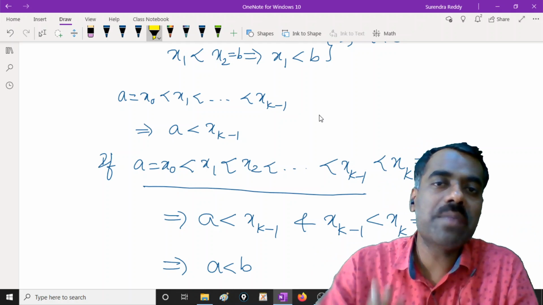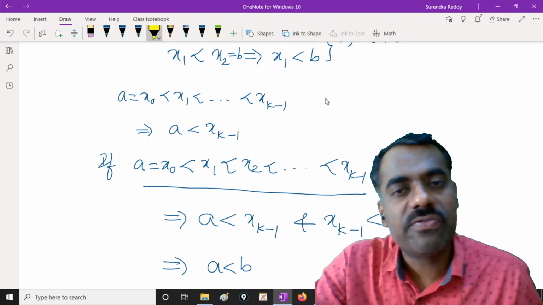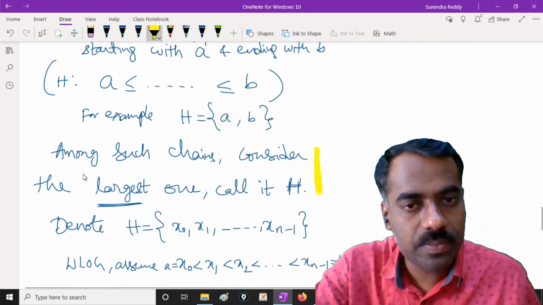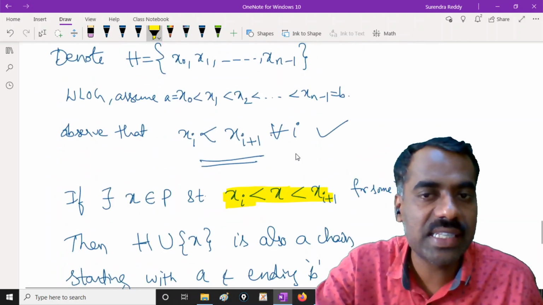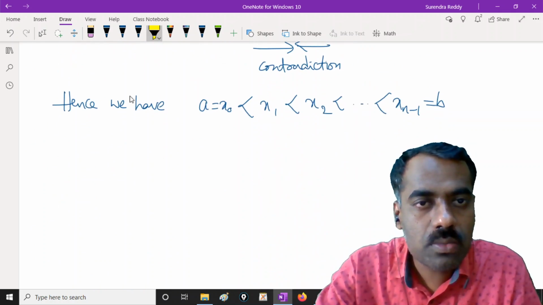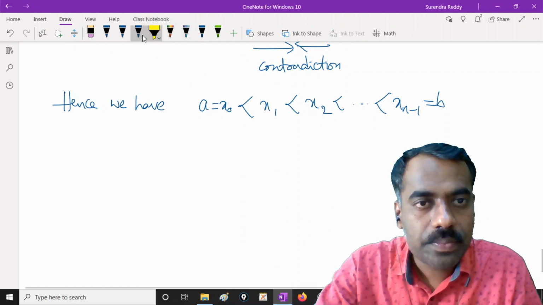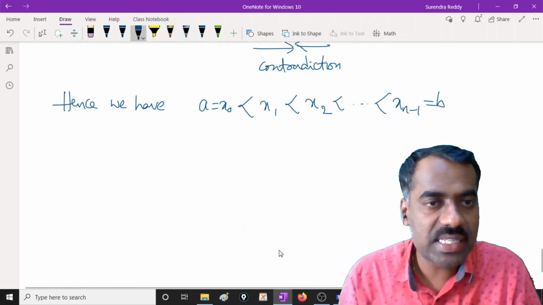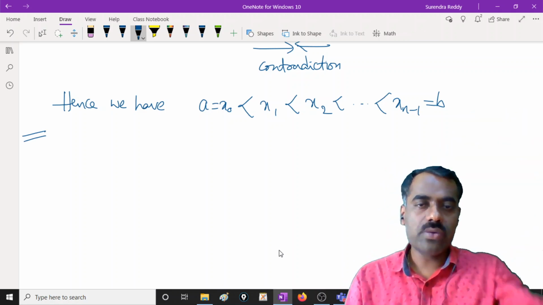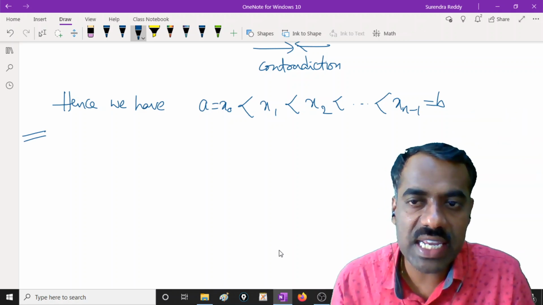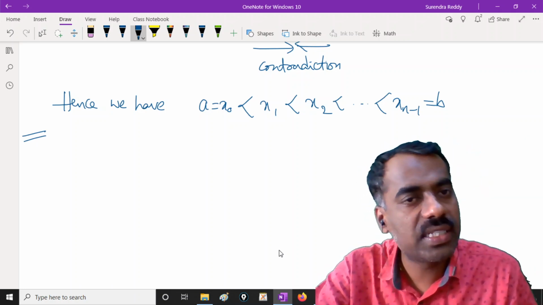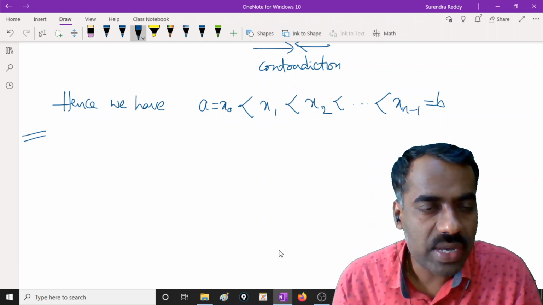Then among that it may not be possible to find the largest one. Is this clear? At this point, we are using the finiteness case. Okay. Now let's go to the next one. This result is interesting in the sense that whenever you have a covering relation, then they are actually related. Whenever they are related, then you have a covering relation, right? So let's see one or two examples.